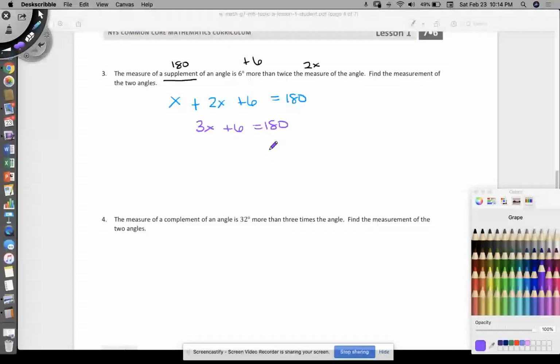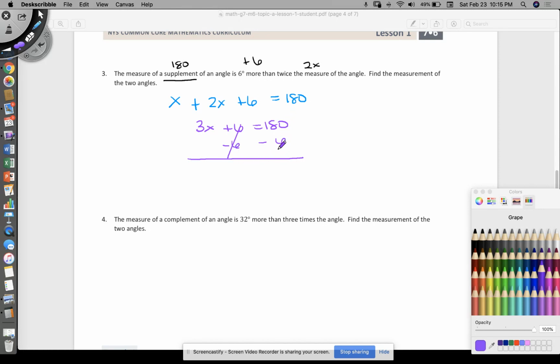Now you want the x by itself, which means I need to move this 6. So instead of adding 6, I'm going to subtract 6 from both sides. You want to get rid of this one first, because we need to eventually work up to getting rid of that 3. You can't get rid of that 3 if you're still hanging on to this 6.